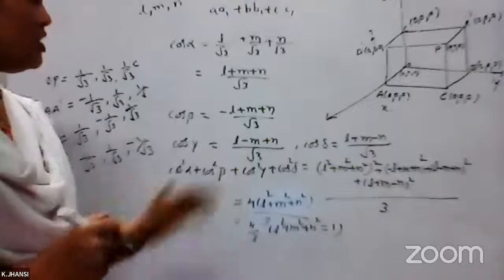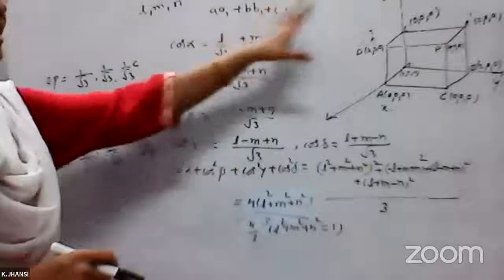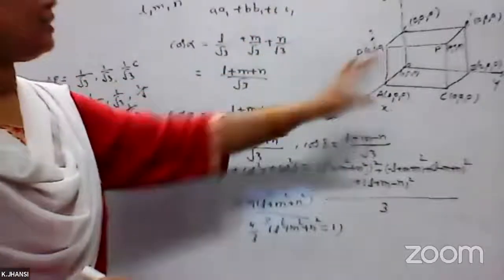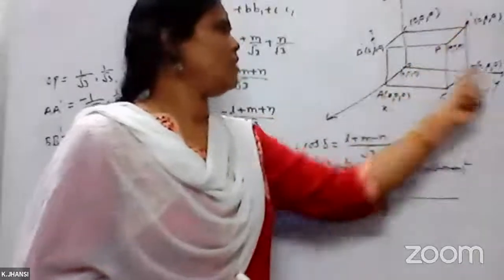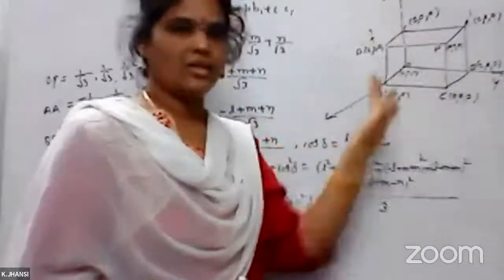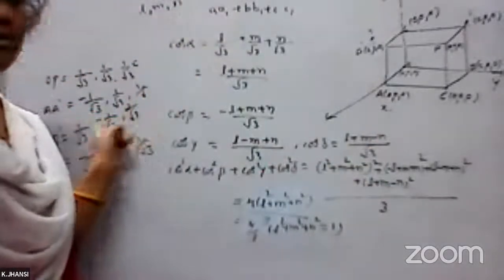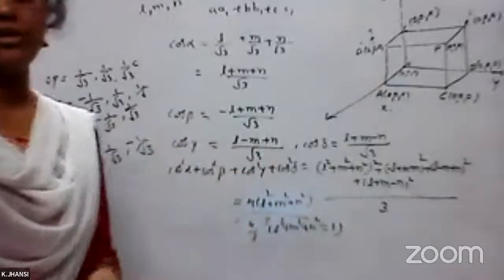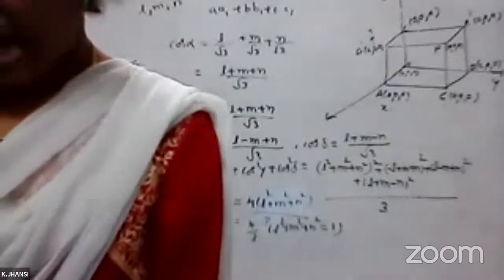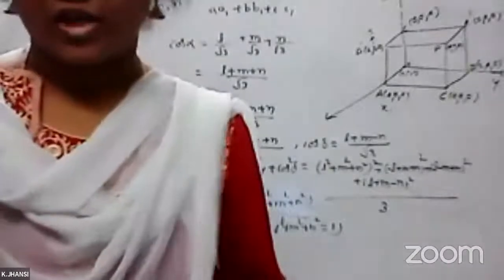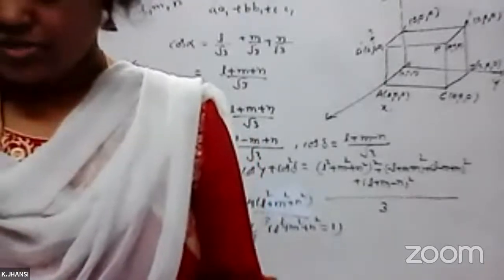So this is just: you draw the diagram and mention the coordinates of all the points. Then you find OP, AA dash, BB dash and CC dash, the coordinates. Then with the help of the direction cosines, you multiply those and you will get cos alpha, cos beta, cos gamma. This is the procedure of finding this. This is the important one. They may ask it for 10 marks or for a 5 marks question also. This is only the concept you have here.